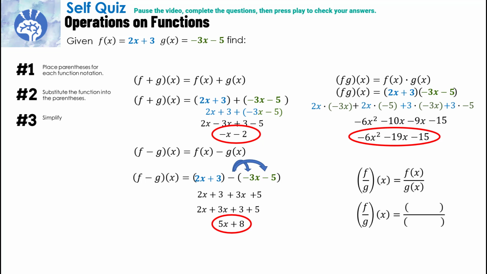The last one is dividing. So once again, I put parentheses around my functions. F of x is 2x plus 3. G of x is negative 3x minus 5. And there's nothing we can do here. We can't simplify any further. So this turns out to be our answer.